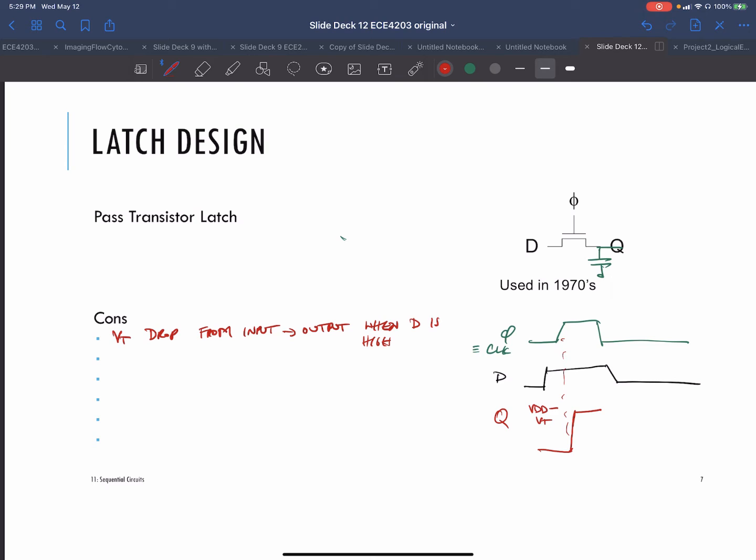Okay, so that's one. Two, you don't get a full and clean one value here. It's not a great one. So I would say it's non-restoring. There's nothing at the output that will clean up this VDD minus VT and restore it.